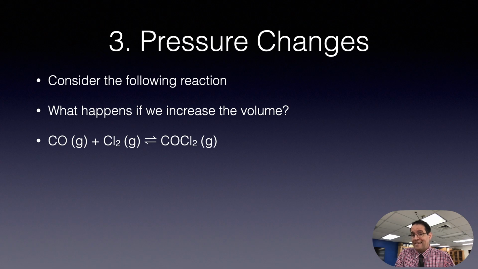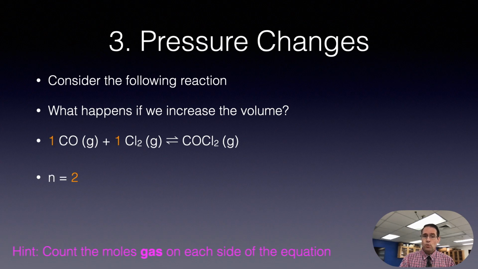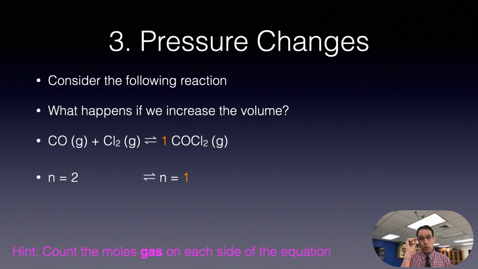What about this chemical reaction? What happens if we increase the volume? All right, so once again, count up the number of moles of gas on each side of your chemical equation. There's 2 moles of gas on the left, 1 from the CO, 1 for the Cl2. And on the right, we have n equals 1 because there's just 1 molecule of gas on the right. So there's a different number on the left and a different number on the right. So here we're going to see a shift.